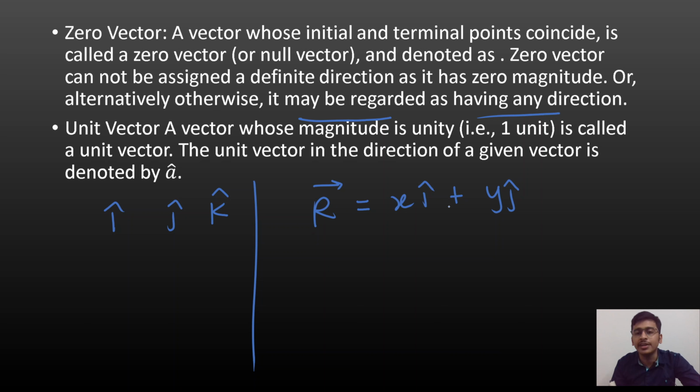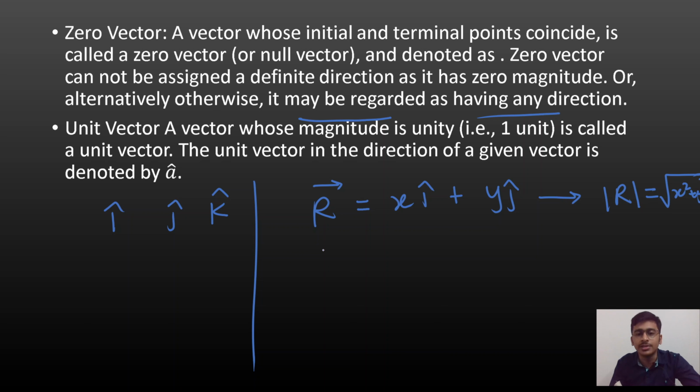If I divide this vector by its magnitude, the magnitude of the vector was root of x squared plus y squared, correct? So is this a unit vector? It is not a unit vector if x squared plus y squared is not 1. And it becomes a unit vector if x squared plus y squared is 1, isn't it?